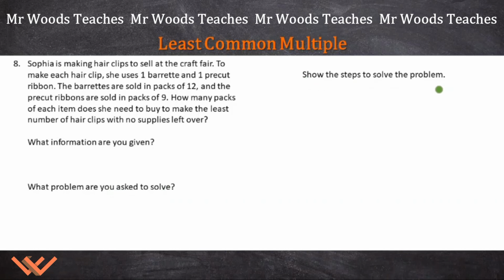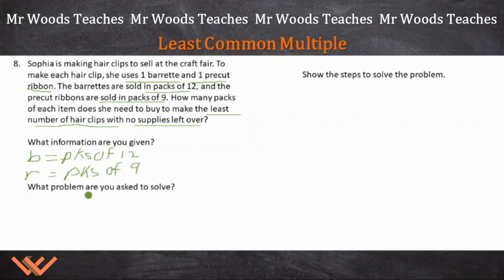So let's go back and reread this and pull out some important information. Sophia is making hair clips to sell at the craft fair. To make each hair clip, she uses 1 barrette and 1 pre-cut ribbon. That's for each one. The barrettes are sold in packs of 12, and the pre-cut ribbons are sold in packs of 9. So this is the least number of hair clips with nothing left over, so no supplies left over. What's given? I'm going to say barrettes, and that's going to be packs of 12. And ribbons are in packs of 9.